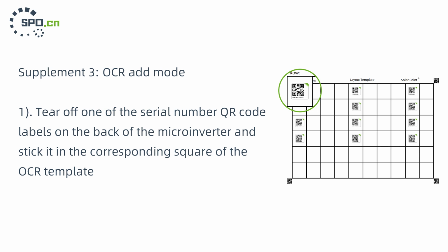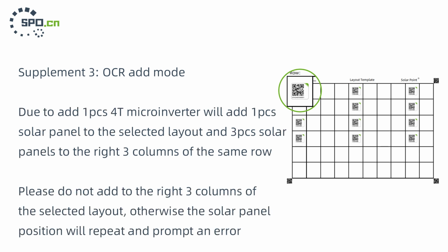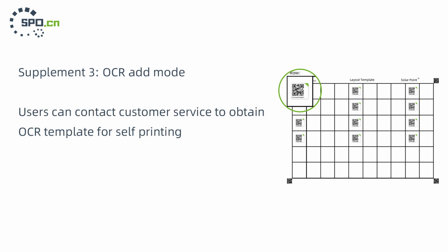Supplement 3. OCR Add Mode. Tear off one of the serial number QR code labels on the back of the microinverter and stick it in the corresponding square of the OCR template. Due to add 1 PCS 4T microinverter will add 1 PCS solar panel to the selected layout and 3 PCS solar panels to the right 3 columns of the same row. Please do not add to the right 3 columns of the selected layout, otherwise the solar panel position will repeat and prompt an error. Users can contact customer service to obtain OCR template for self-printing.